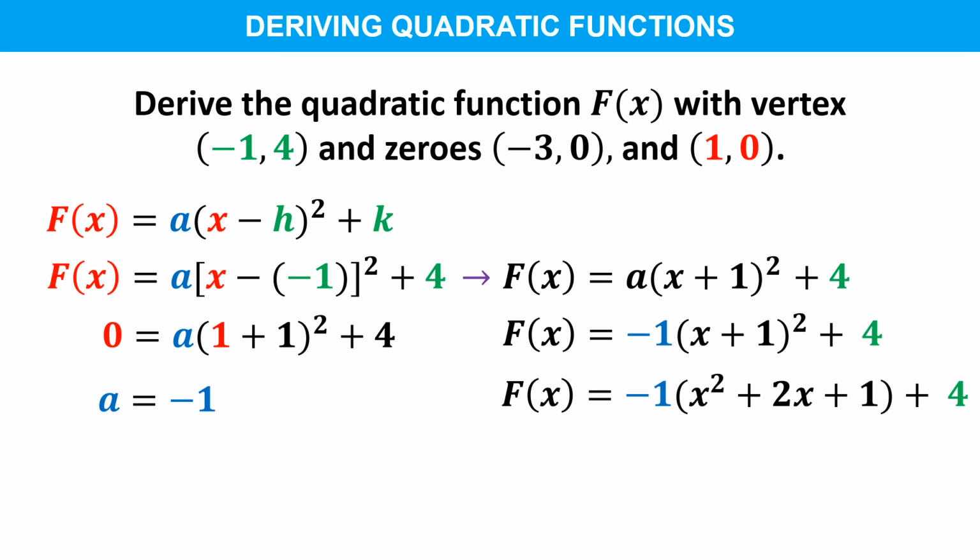Expand and combine similar terms. Therefore, f of x, the required function, is equal to negative x squared minus 2x plus 3.